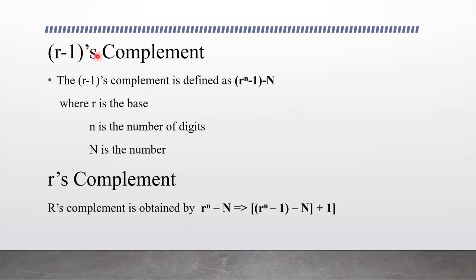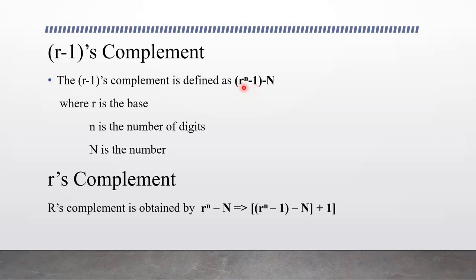The r minus 1's complement of any number is defined as r minus 1 minus n, where r is the base. So if it is a decimal number, r is 10, for binary r is 2, for octal it is 8, and for hexadecimal it is 16. And small n is the number of digits in the number, and capital N here is the number given.